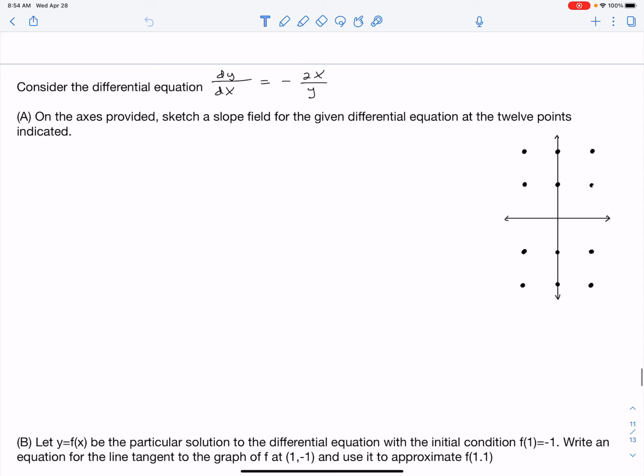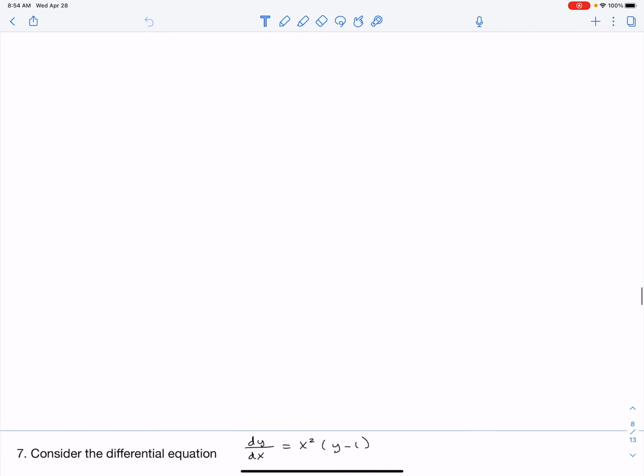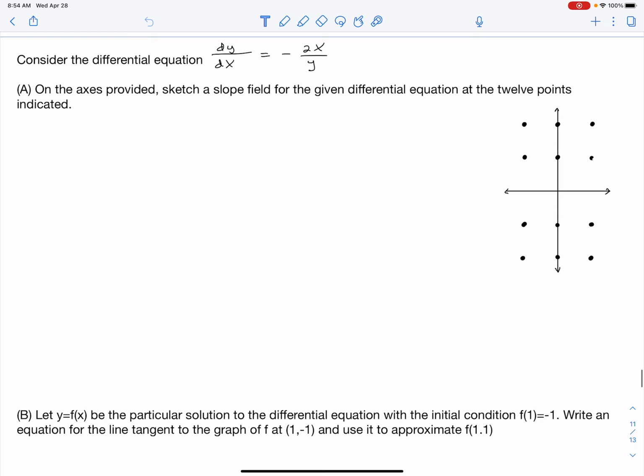Okay, we are going to look at, I want to say this is problem 8. Let me double check real quick. It is problem 8. So we're going to look at problem 8 today from the free response packet. This is the second time we're seeing this.